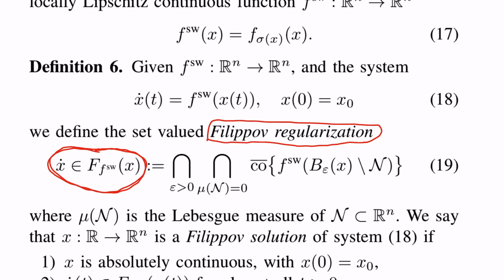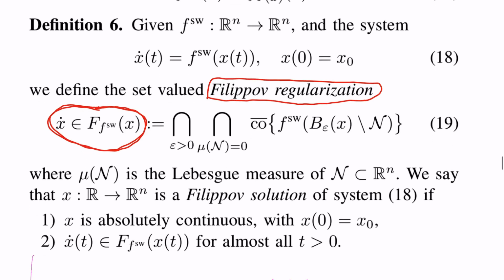All right, and okay, so Filippo regularization. We define the set valued Filippo regularization. Okay, let's take this term by term. We have f switching function. If this is the first time that you see this and you're not scared, either you zone out or you are very cool, you must be Terence Tao or something, in which case, why would you watch my videos?